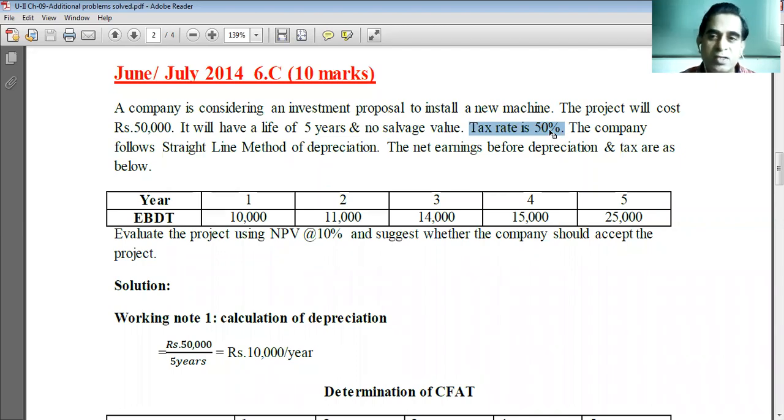In fact, it is easier to find out. Just half of the earnings before taxes, or profit before taxes, is the tax amount. The company follows the straight line method of depreciation. Same here, 10,000 rupees depreciation each year.